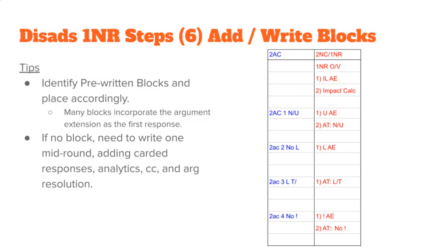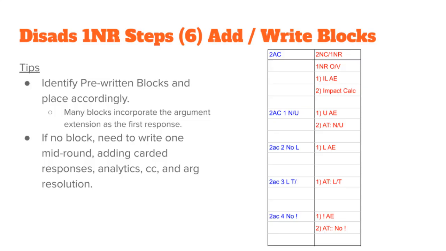And so this could be carded responses, analytics, argument response resolution. All of that happens. One nice thing to know is most of these blocks will incorporate a space for argument extension in it. I won't put the argument extension, but for example, in the answers to non-unique block, number 1 is going to be extend uniqueness, and that's where your argument extension will go. Number 2 will go from there: more cards, argument card comparisons, things like that.